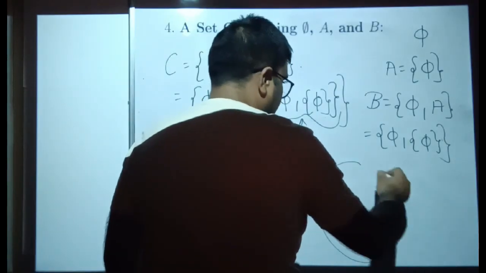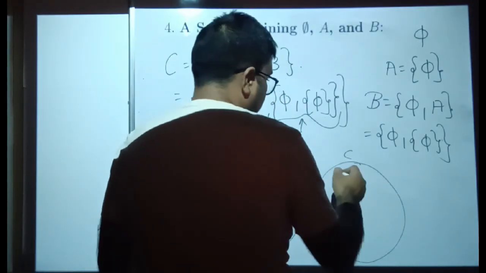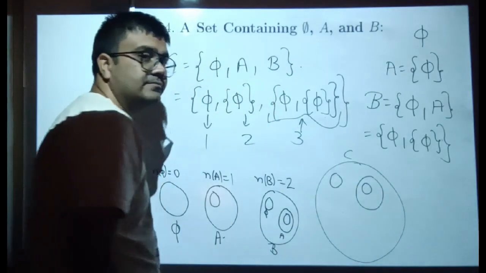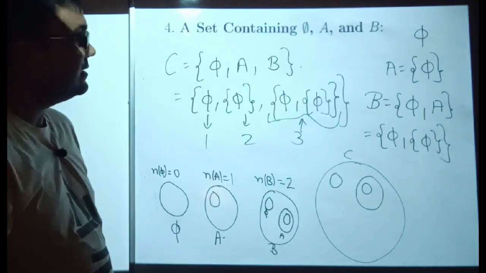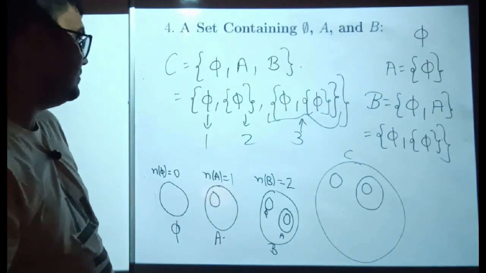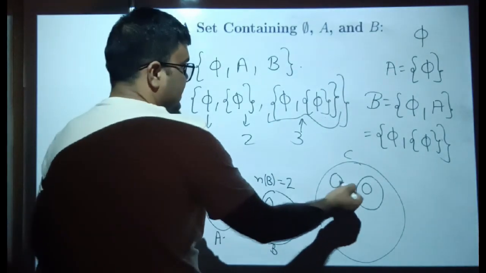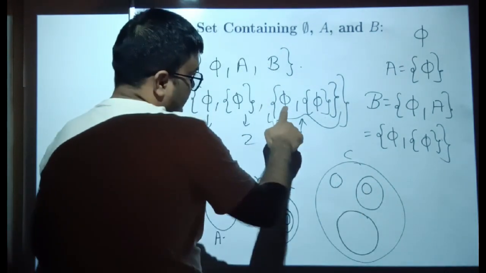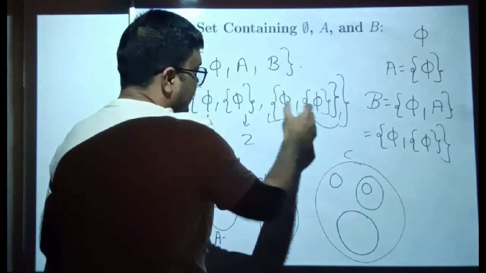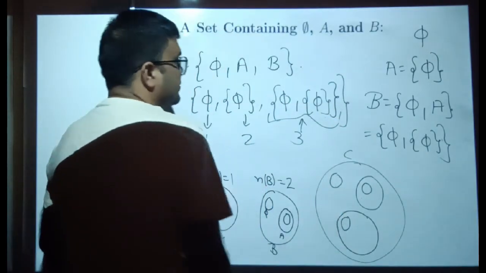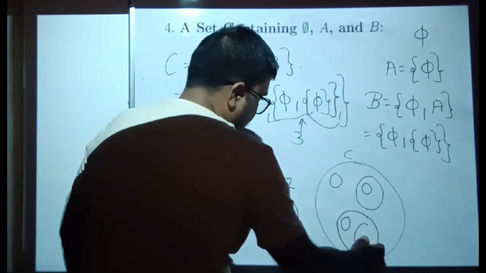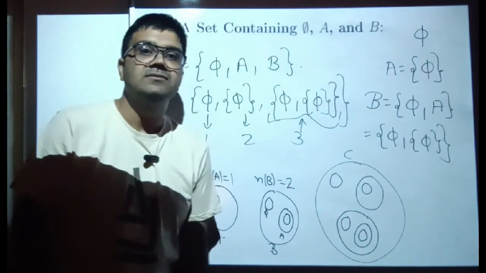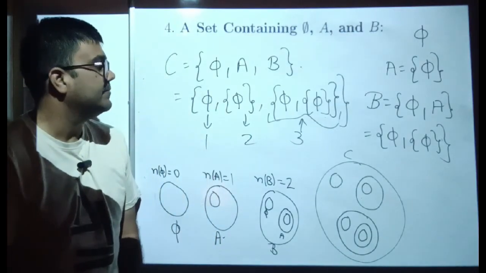If I have to represent this set C, I am saying it has the empty set in it. It has a set containing the empty set in it. It has a set having the empty set in it. This is the set phi. This is the set A. Then it contains another set which contains the empty set. It contains a set having the empty set. So this is the set C that we have.